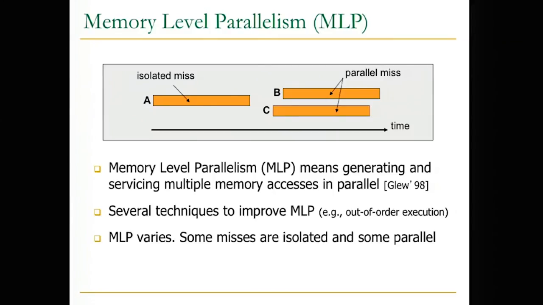So MLP clearly varies. Some misses are isolated and some are parallel. So this miss, for example, is isolated. You're waiting for only that. The processor is waiting for only that. Whereas here, the processor is waiting for both of them. So if you somehow cache this and prioritize the caching of this, you can get rid of the stall time that the processor has for that miss.